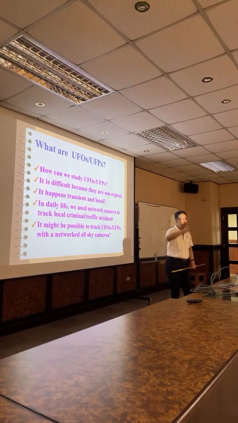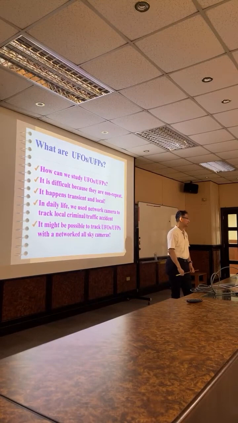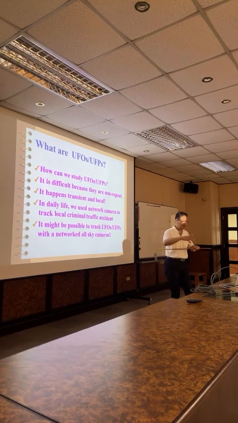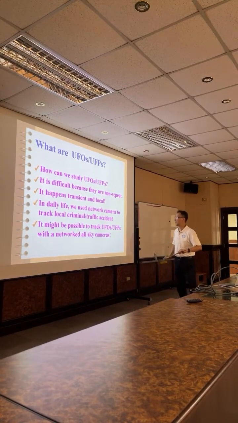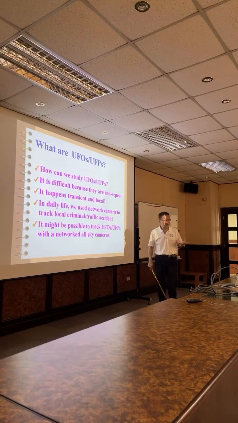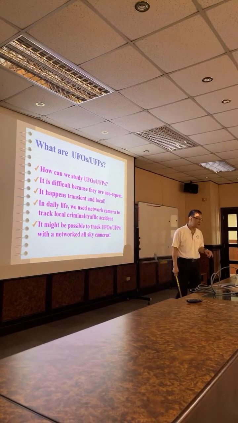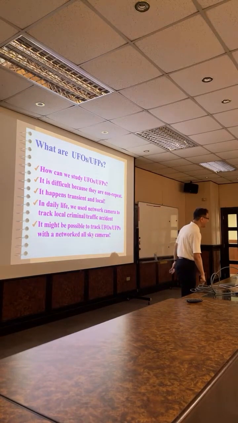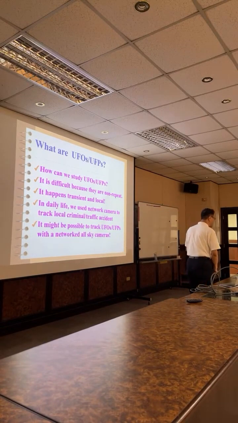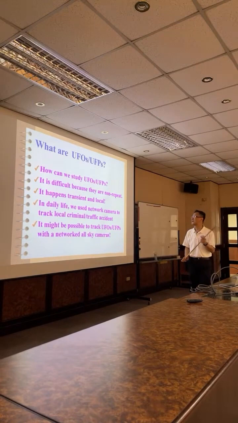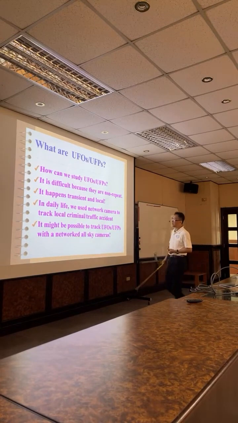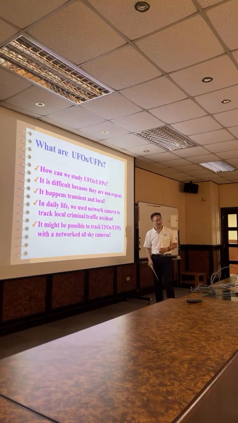They don't repeatedly happen in the same place, right? That's why you can't do research. You can't do research if you cannot do the experiment again and again, then they are called transient. So it's difficult. If some people tell you they are experts of UFO, they must be lying, right? Nobody knows what UFOs or UFPs are, right? They don't repeat, and they are transient and local.